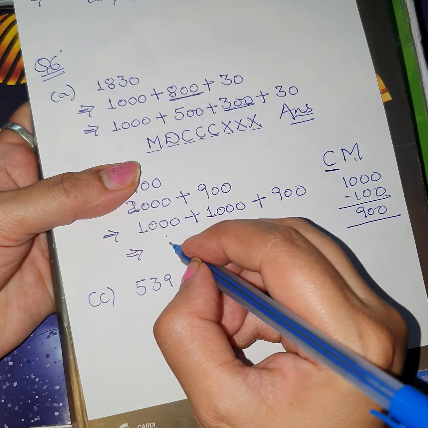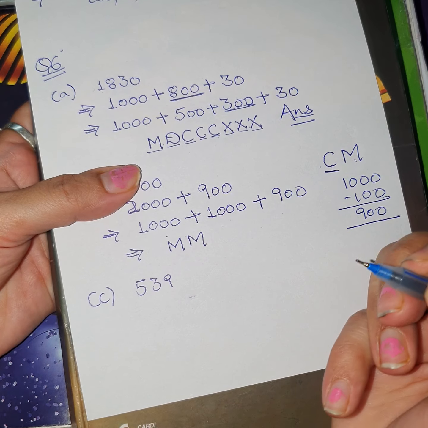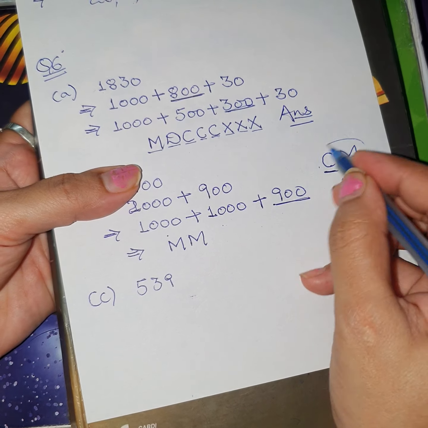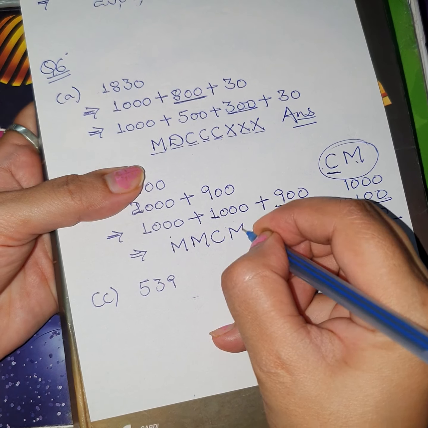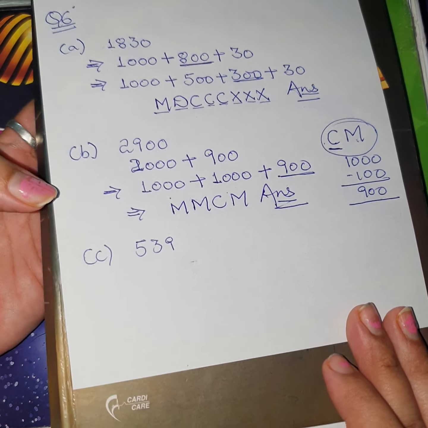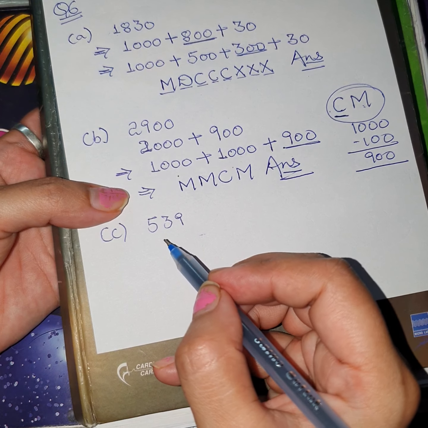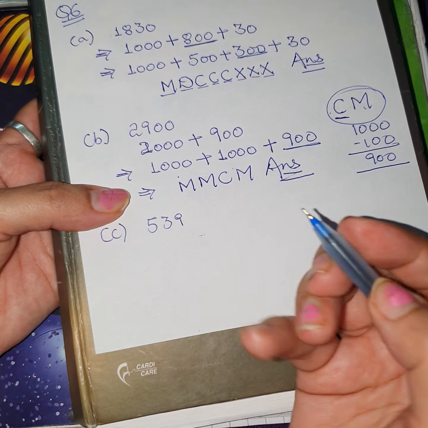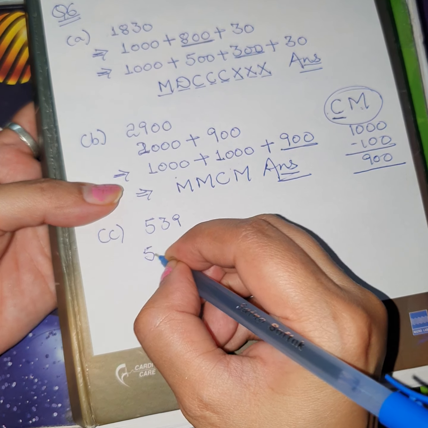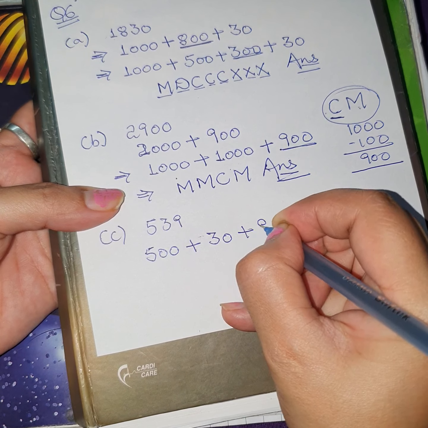So here in place of 1000 I will write M. Again in place of 1000 I will write M. Then 900 directly I will write C, M. So like this you can write 2900 in Roman numerals. Fine, students? Then the last part of your revision work is 539. Now again just write it in expanded form, 500 plus 30 plus 9.